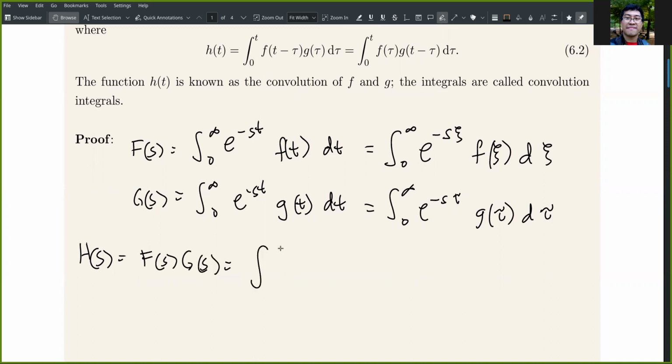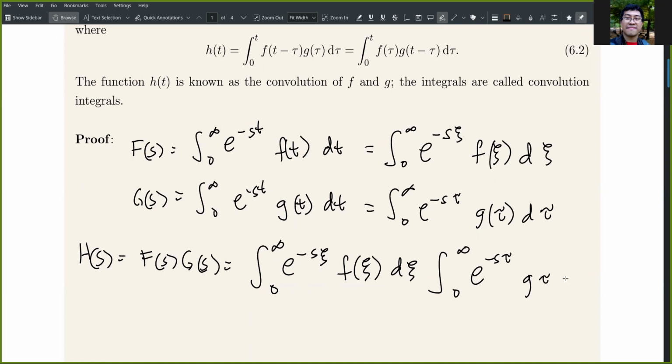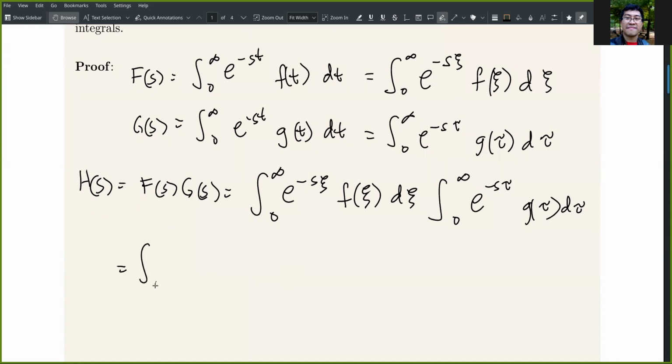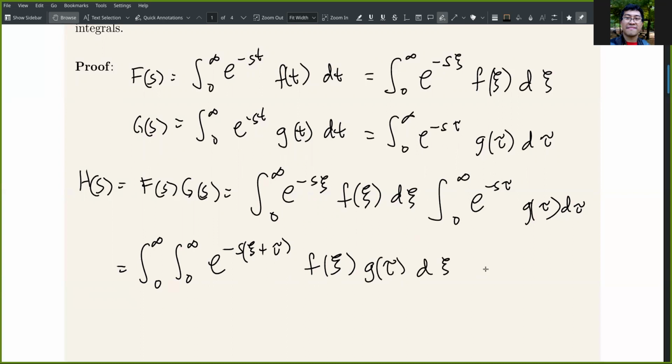That's equal to the product, integral 0 to infinity of e to the minus s psi f(psi) d psi, and then times the integral 0 to infinity of e to the minus s tau g(tau) d tau. Okay, so if you just write the integral signs all the way to the right, that is fine. So e to the minus s times psi plus tau, f(psi) g(tau) d psi d tau.